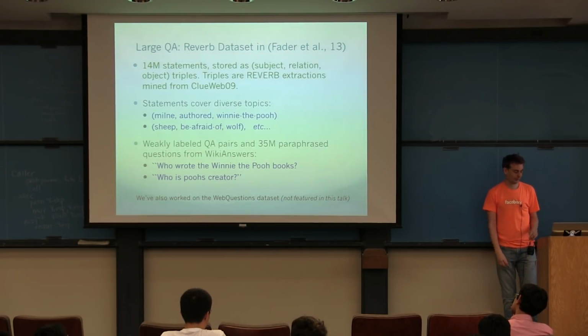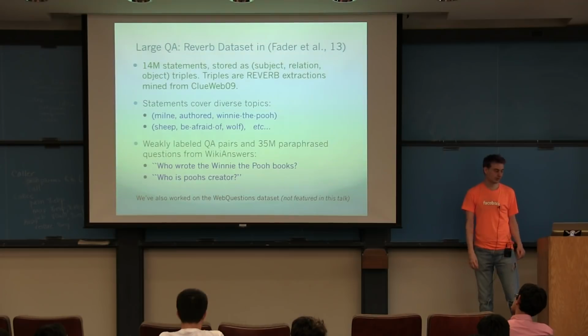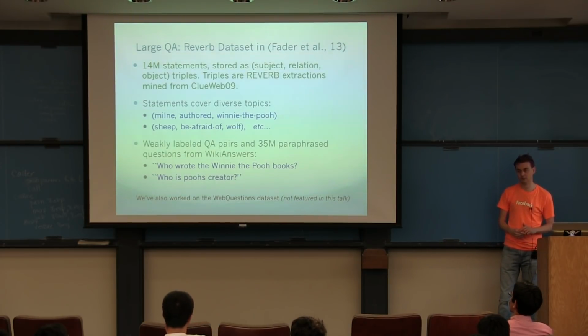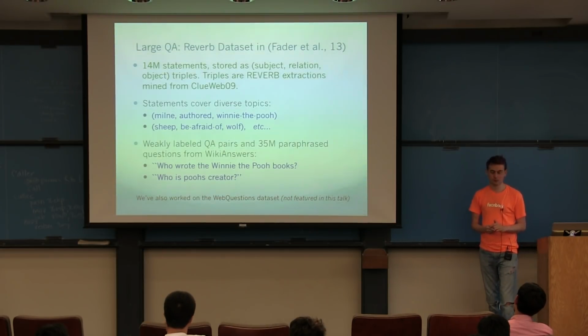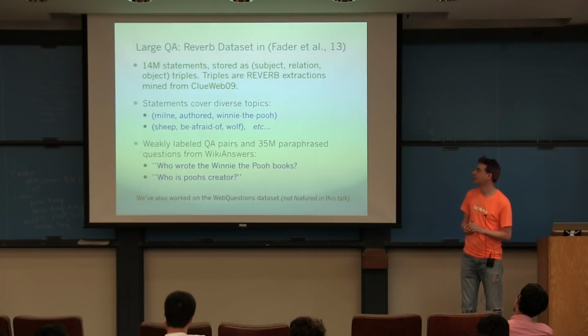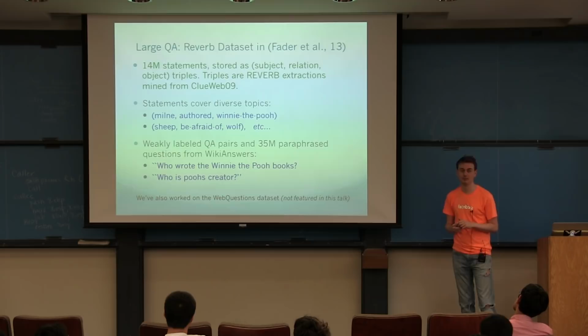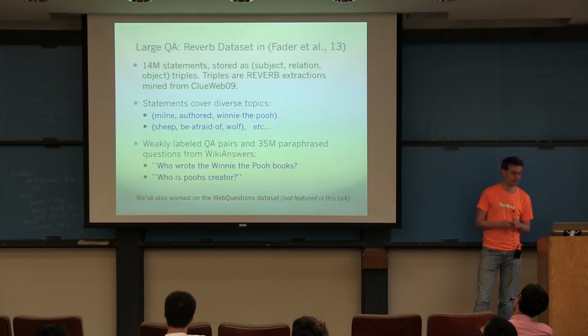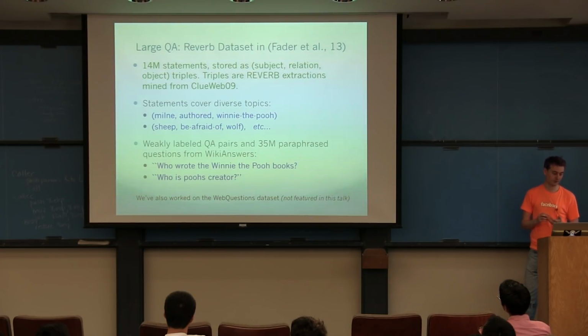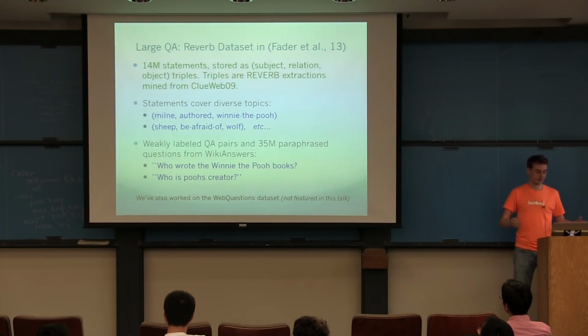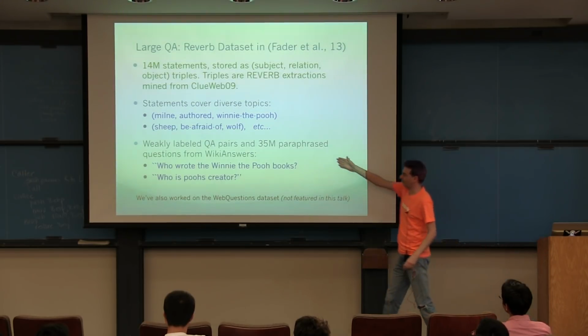So we didn't want to have just all toy data, so we have done experiments also on a bit more real question answering data. So we looked at this Reverb data set by Fader et al., which consists of 14 million statements which are extracted from the web, mined from ClueWeb, and they look like these. They're put into these subject relation object triples after they're extracted. So you can imagine 14 million of these types of things.